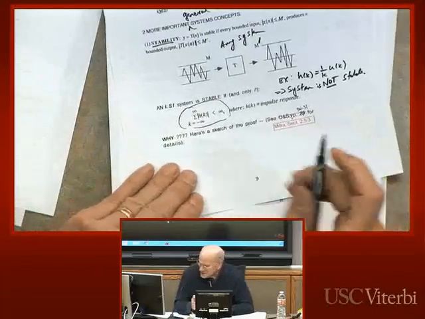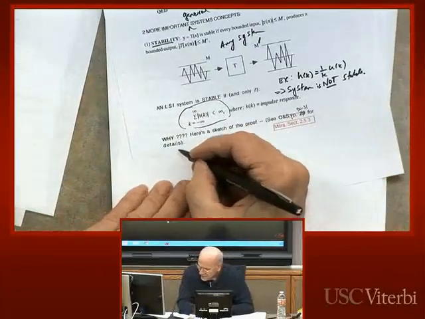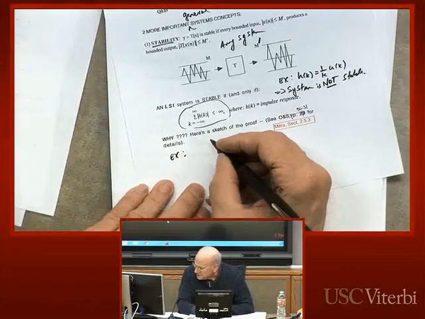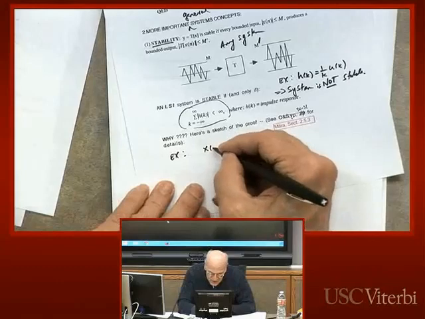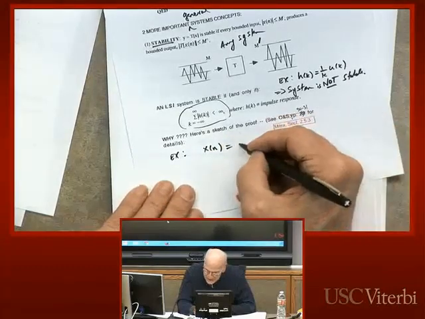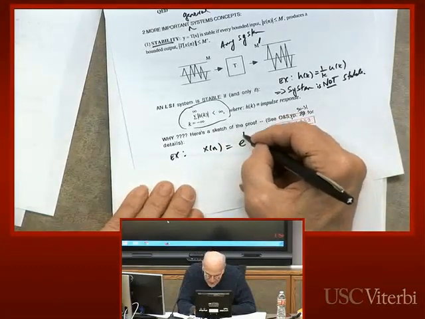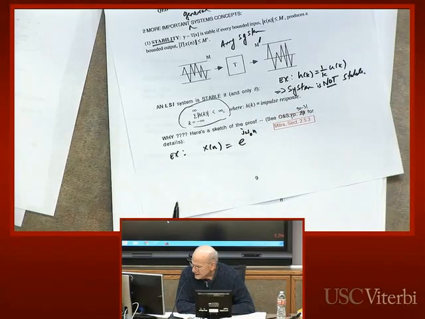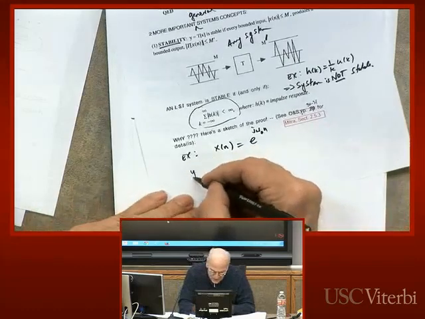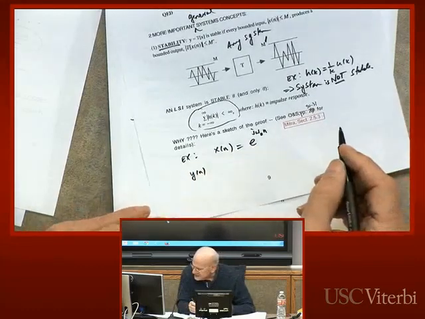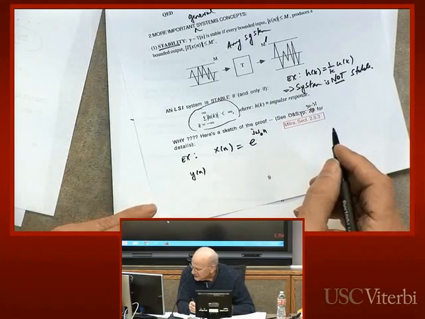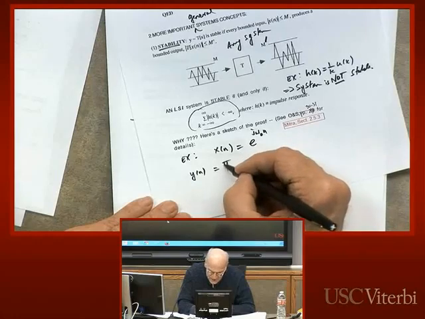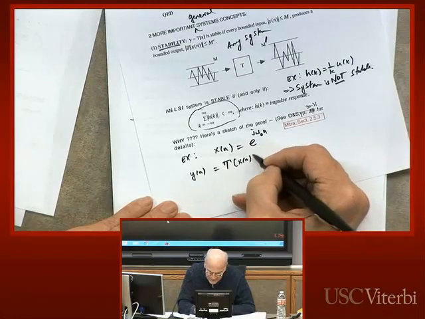So here's an example. This is kind of an interesting question. Suppose we had a linear shift-invariant system, and our input, instead of the delta function, is our friend the complex exponential. Looks like that. So what is y of n? What's that look like? In this example, y of n equals T of x of n.